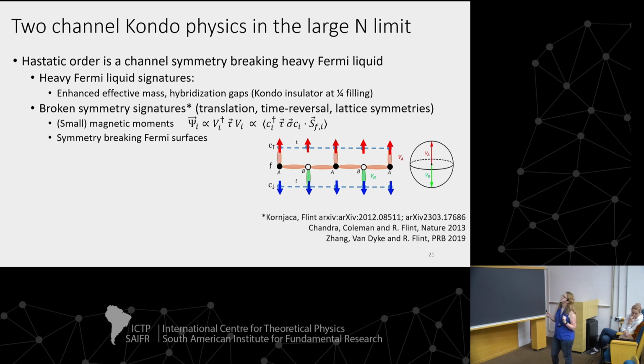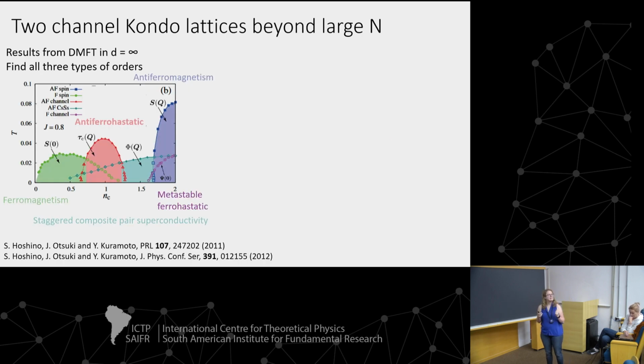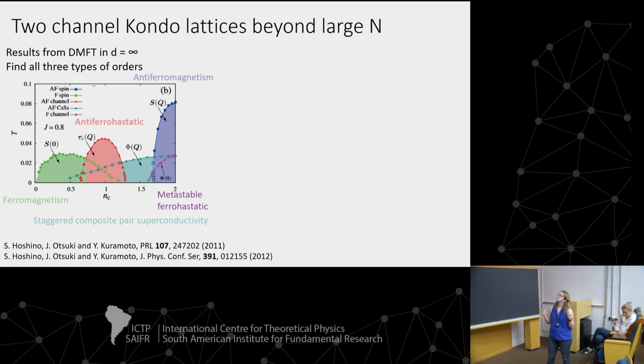Okay, so now let's talk about whether this is a real phase. I talked about the large N limit, but real life N is 2. In the large N limit, we find it everywhere if you're doing SU(N). And you can also look in 1 dimension and in infinite dimensions. So here's the result from DMFT in infinite dimensions. This is varying the temperature and the conduction electron density. Remember, the number of conduction electrons goes between 0 and 4.